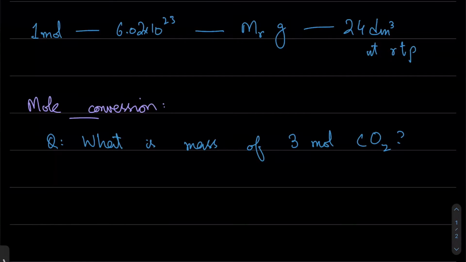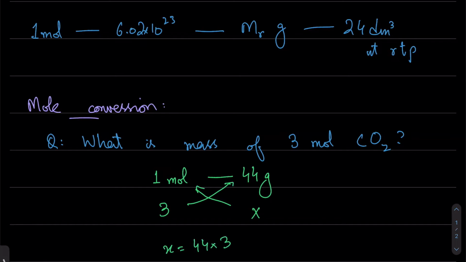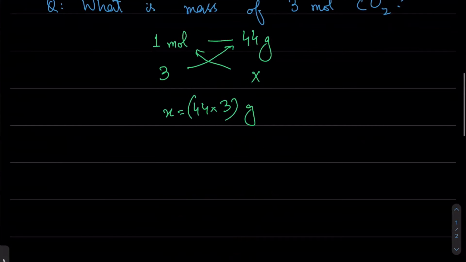So here's what you do. You ask, what's the mass of 1 mole? 1 mole of carbon dioxide is 44 grams. All you need to do is take the MR, that many grams. You need 3 moles, so that is X, cross multiply. X is going to be 44 times 3 grams. That's your answer. 132 will come, I think.